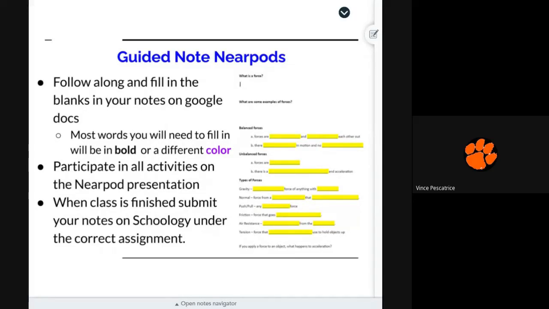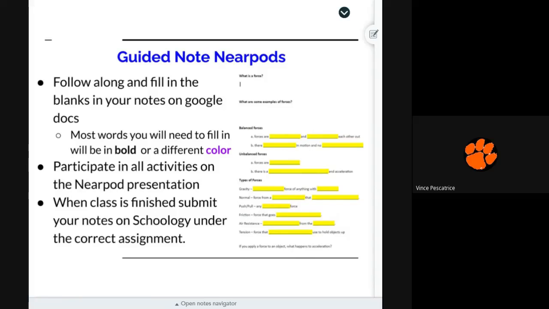So this is the second type of Nearpod that we'll be doing. I said we'll be doing 2 types of Nearpod. The first type is one where you just participate and follow along and just engage in the lesson, and you get points for that based on your participation. This is type 2. This is guided notes.